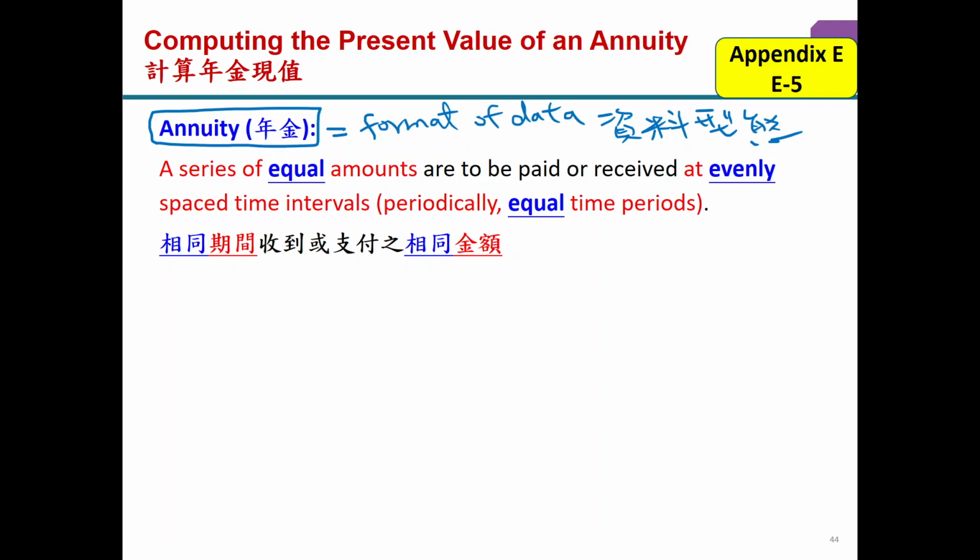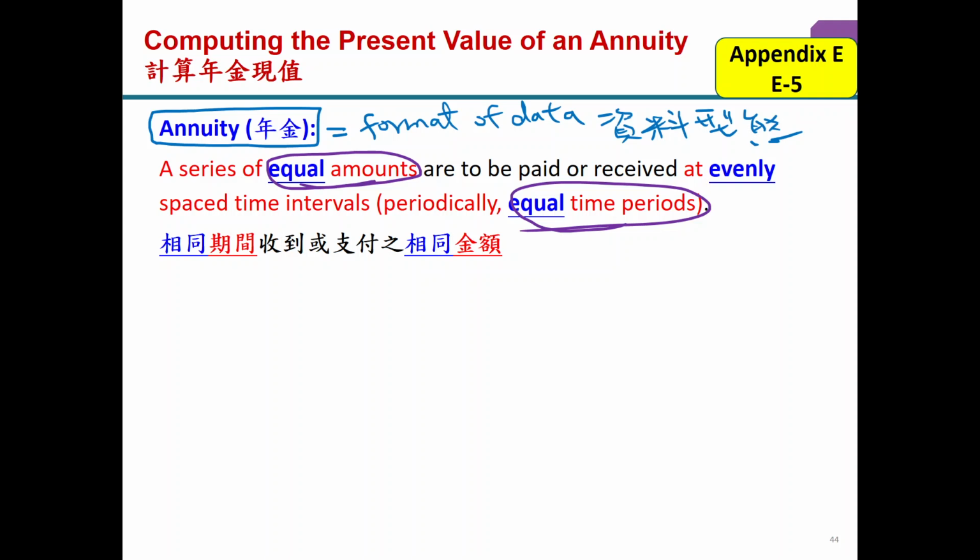Same amount, at the same period, and not only one time. So the same amount appears at the same periods. Did you find the equal amount right here? Same amount at the same period. 相同期间产生相同的金额, so we call it annuity 年金. Same amount for same period, 相同期间相同的金额, so we call it annuity.